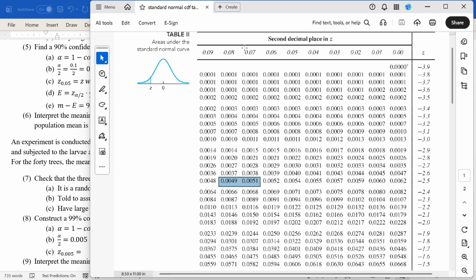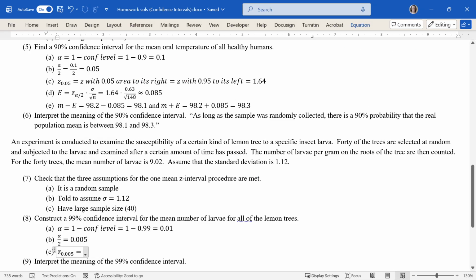Once again, I actually looked up the one that had that area to its left and not to its right. So I need to take that z-score and make it positive. So negative 2.5, I'll just go with the smaller one, 7. I'm going to make it into positive 2.57.